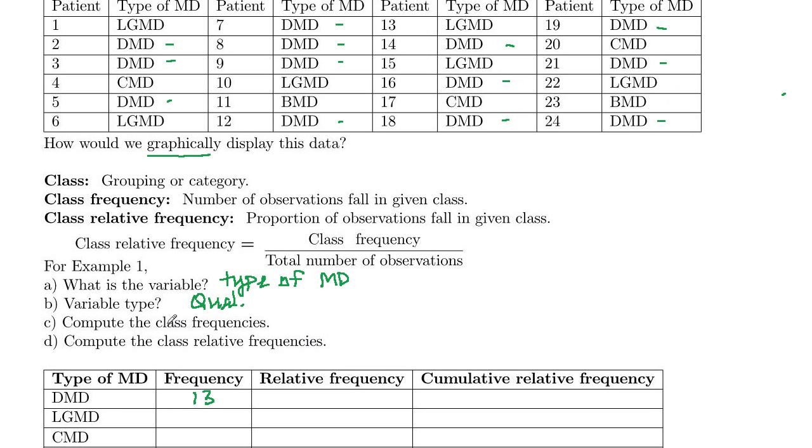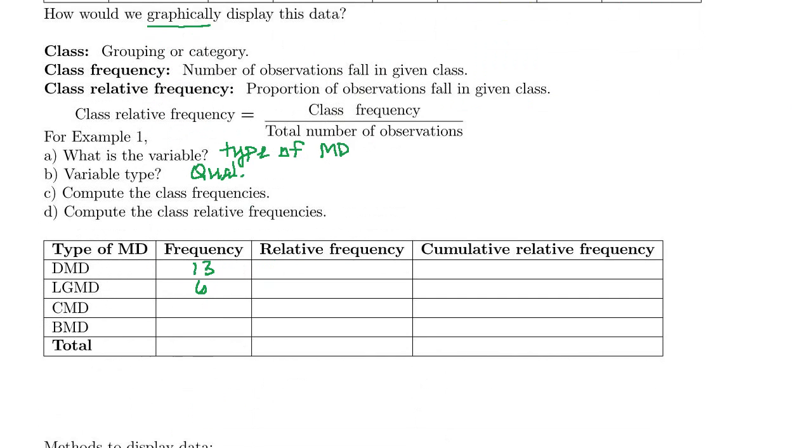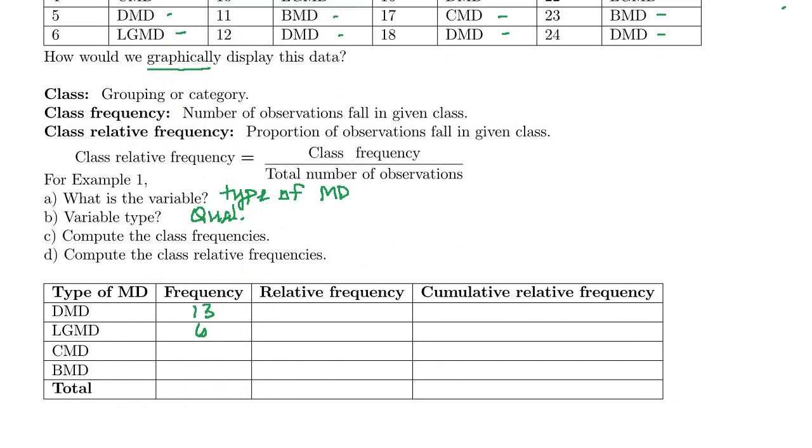And then limb-girdle muscular dystrophy. There we've got 1, 2, 3, 4, 5, 6. CMD: we've got 1, 2, and 3 of those. And then BMD, there's 1, 2 left. So frequencies of 3 and 2. And these total up to 24, which was our total number of patients.